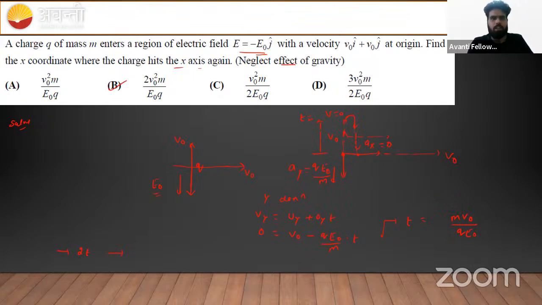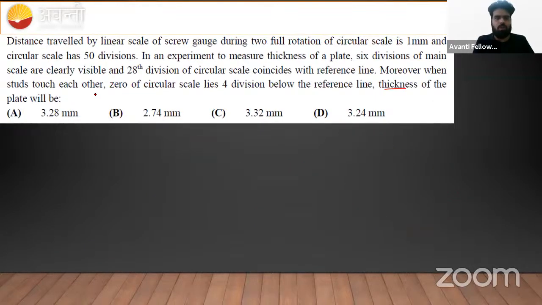Okay, let's move on to the next problem. This question is about the screw gauge. What is given is that 2 full rotations of the circular scale move 1 mm. If we make 1 complete rotation, the distance the scale moves in the horizontal direction is known as the pitch. So for 2 rotations it is 1 mm. What is the pitch here? 1 by 2 mm, that is, 0.5 mm is the pitch.